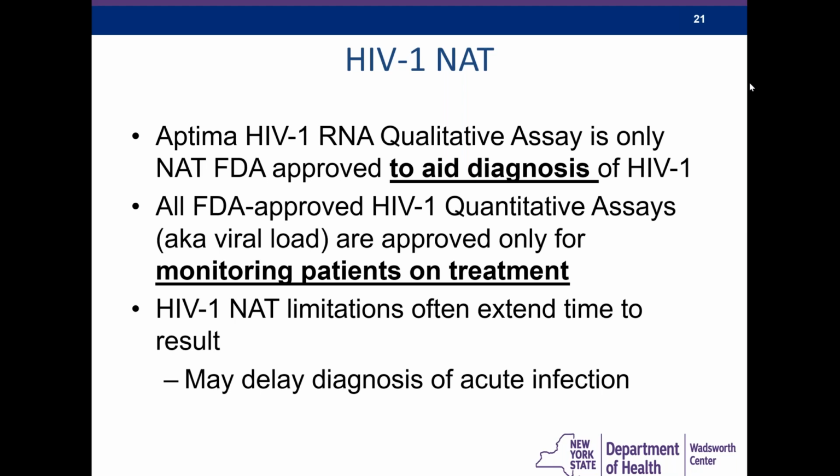And this is a limitation that makes it difficult, even though we know that those tests are very robust and very sensitive. But for a laboratory to use that in a diagnostic algorithm, they would have to do additional validation studies to allow that to be used because of the regulatory constraints. And so because we're limited in what HIV NAT we have available to us, this can often extend the time to result and may delay the diagnosis of acute infection. Next.